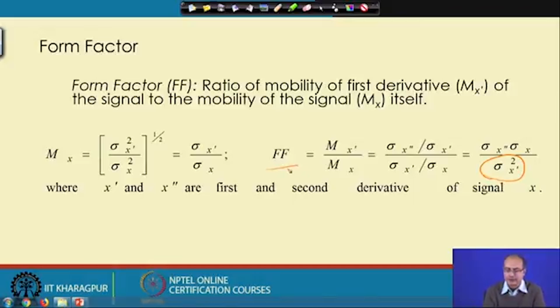One of the other things we need to compute is this: when we get the QRS complex, if this is the first peak R1 and this is the second peak R2, this interval is called the RR interval. These are the two things we are asked to compute in this case.